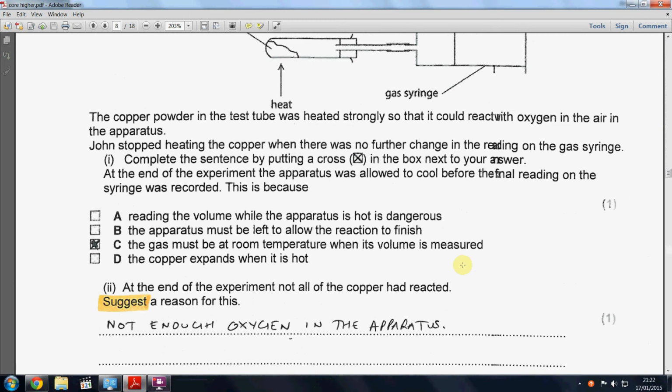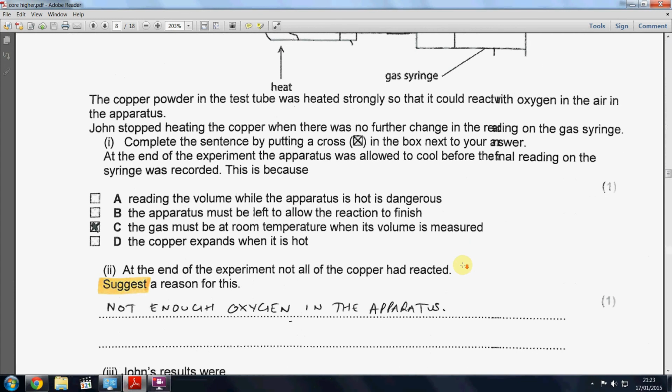When it cools, it's going to contract slightly, so if you want to measure it and get a fair answer, then you're going to have to measure it at the same temperature as you started, which I guess was cold room temperature, so you need to let it cool down, so the correct answer is C. For D, the copper expands when it's hot. It will expand, but a tiny amount, and that's not going to be significant for this question, so it's almost a case of C being the most correct answer.